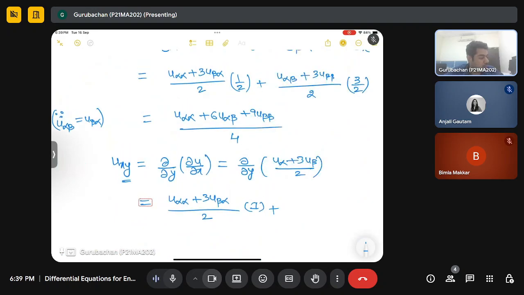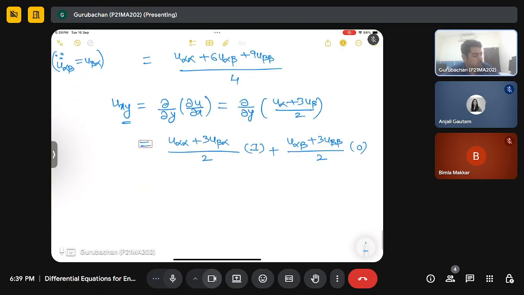When you differentiate with respect to beta, this will give you u alpha beta plus 3 times u beta beta divided by 2, and this will contribute as 0 since beta has no terms of y. So from here you will get u alpha alpha plus 3 times u beta alpha divided by 2.